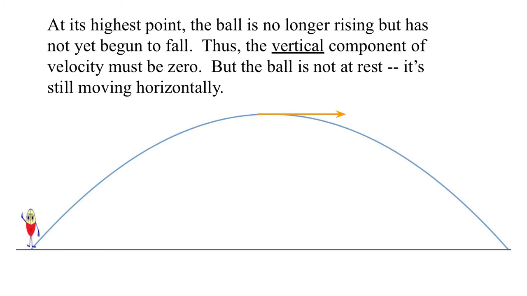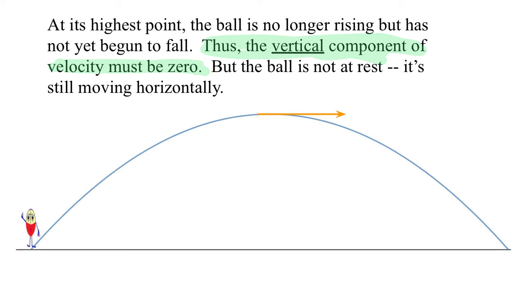At its highest point, the ball is no longer rising, but has not yet begun to fall. That's what makes it the highest point. If it were still rising, then it's not yet at its highest point. And if it's falling, it's coming from somewhere, so it's not also at its highest point. Therefore, the vertical component of the velocity must be 0, echoing things we had in chapter 2.